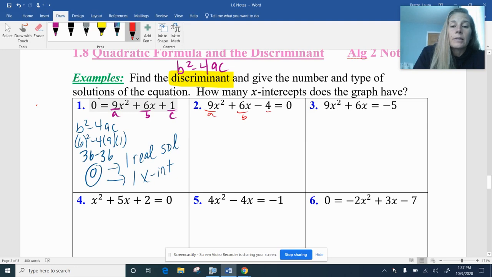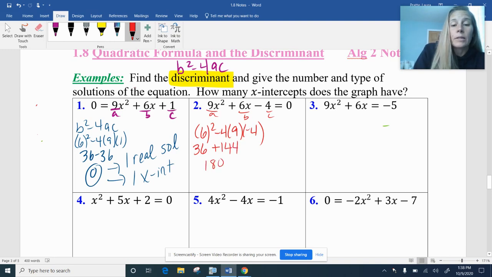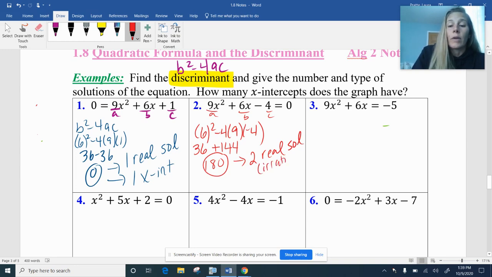All right, so for number 2, a, b, and c. So b squared minus 4 times a times c is 36. And here 4 times 9 times 4, and there's 2 negatives. That's going to be plus 144. And then when I add those up, I get positive 180. So that means I will have 2 real solutions. Since 180 is not a perfect square, these will be irrational solutions. And I will also have 2 x-intercepts.